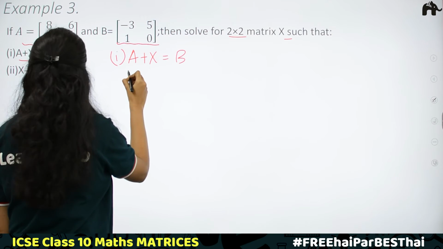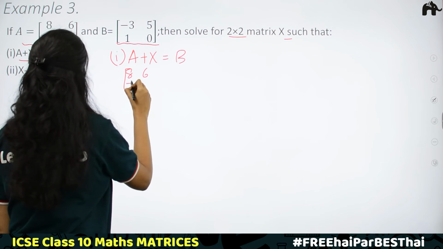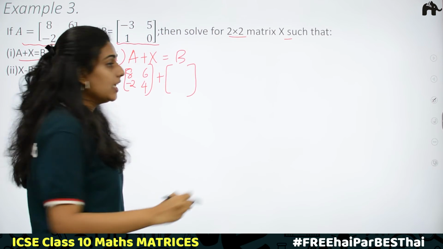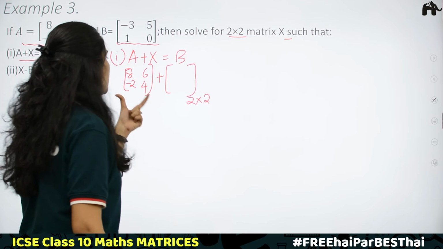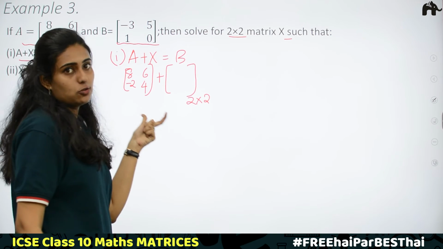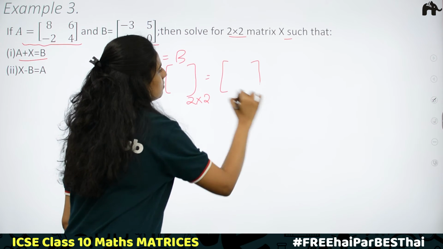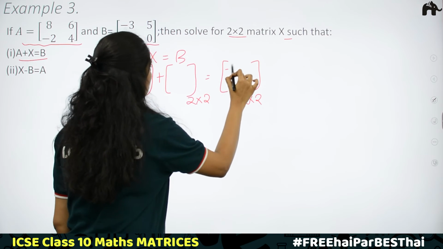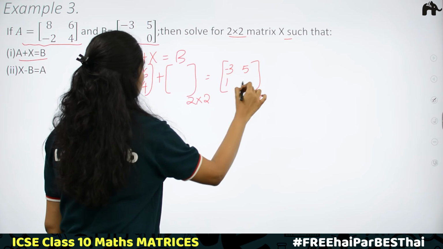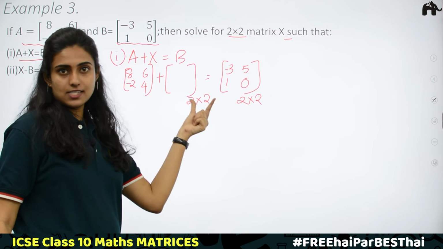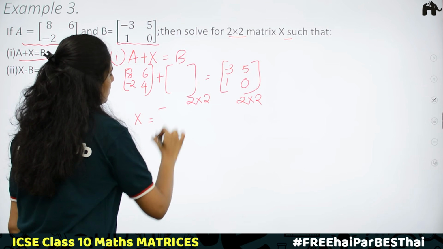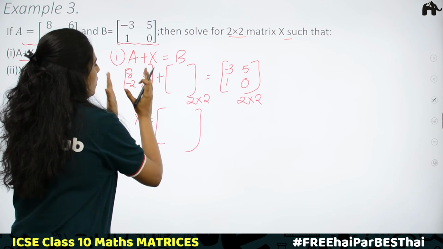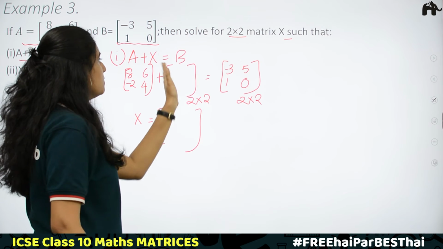What is A? A is 8, 6, minus 2, 4 plus a matrix X. Matrix X will be a 2 by 2 matrix because only adding a 2 by 2 matrix to a 2 by 2 matrix will give us a 2 by 2 matrix. The order should be the same. Yes, 2 by 2 matrix. The elements of B are minus 3, 5, 1, 0. We have to find the matrix X. X will be equal to, here we have B and A. Taking the normal addition and subtraction process, we are going to take A to the opposite side. It becomes B minus A.